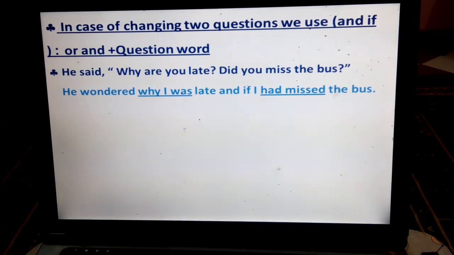I use said, wondered instead of said. بدل said استخدمت wondered. وبعدين عندي في indirect question عندي why, then subject, then verb in the past, why I was late, and because the second sentence begins with auxiliary verb, I used if as a joining word. استخدمت if كأداة ربط. Then you will be I, and past simple did plus miss is changed into past perfect had plus past participle, had missed the bus.